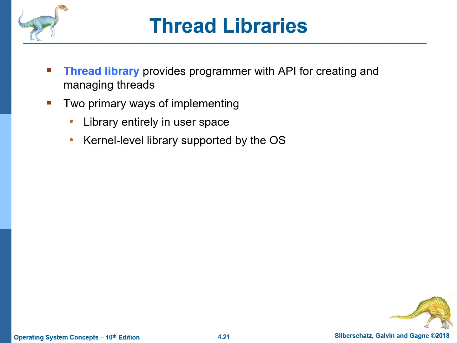A thread library provides the programmer with an API for creating and managing threads. There are two primary ways of implementing it. The first is a library entirely in user space, and the second is a kernel-level library supported by the operating system.